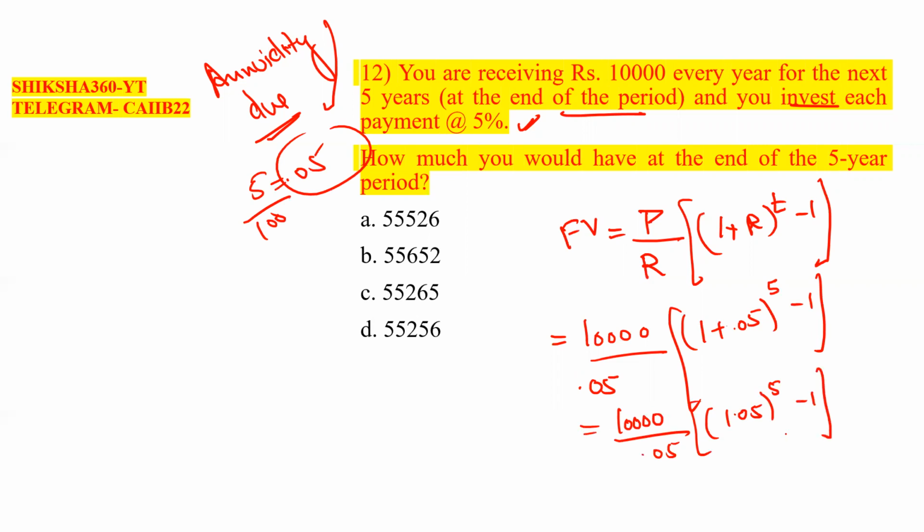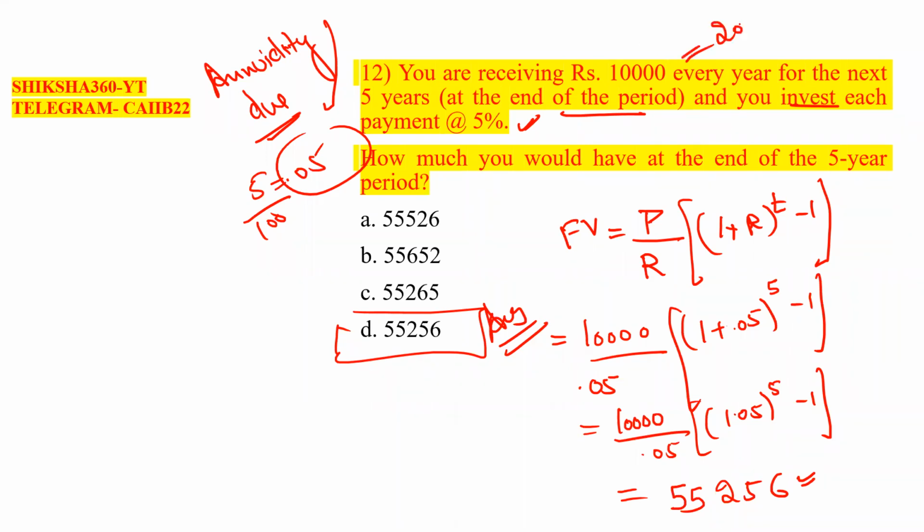When you try to solve this question on the calculator, type 10,000 upon 0.05 multiplied by 1.05 power 5 minus 1. When we calculate, the amount is 55,256 rupees. That is option D, the answer here. This question was already asked in the year 2018, so this is also a previous year question.